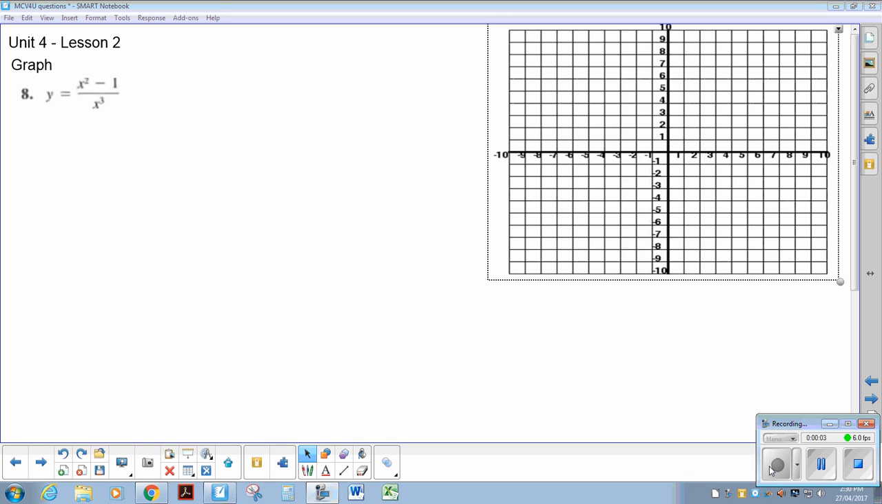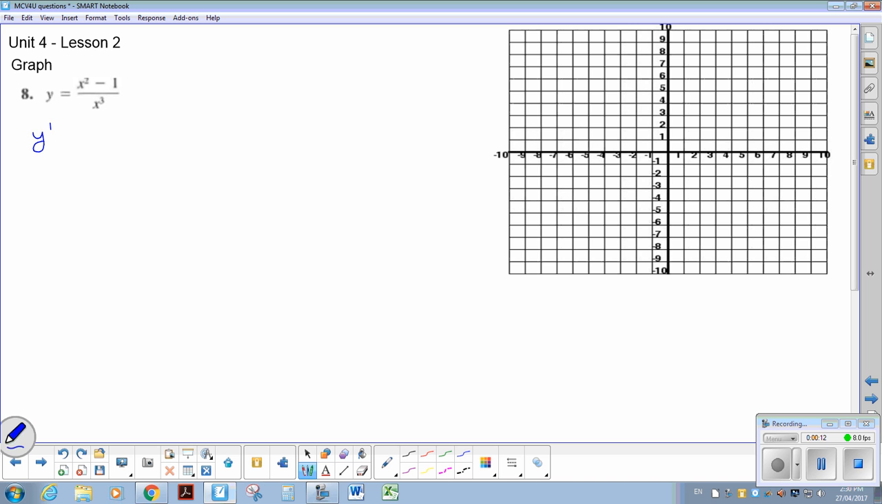Hello, I had a question from Unit 4, Lesson 2, Number 8 from the graphing. So whenever I approach these again, I always find the first derivative of a function. So I'm going to use quotient rule here.